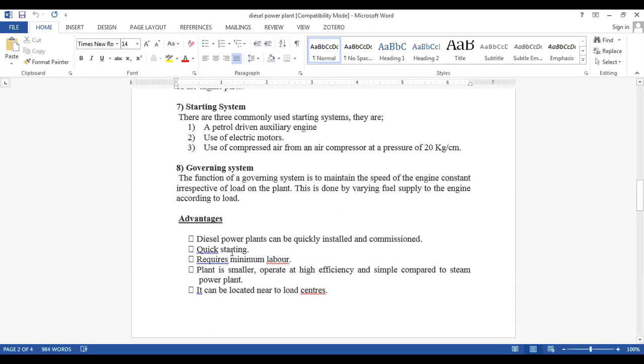And then the various advantages: the diesel power plant can be quickly installed and commissioned. Quick starting, that's why it is used as emergency plants. It requires minimum labor. The plant is smaller, high efficiency is there, and it is located near the load centers.